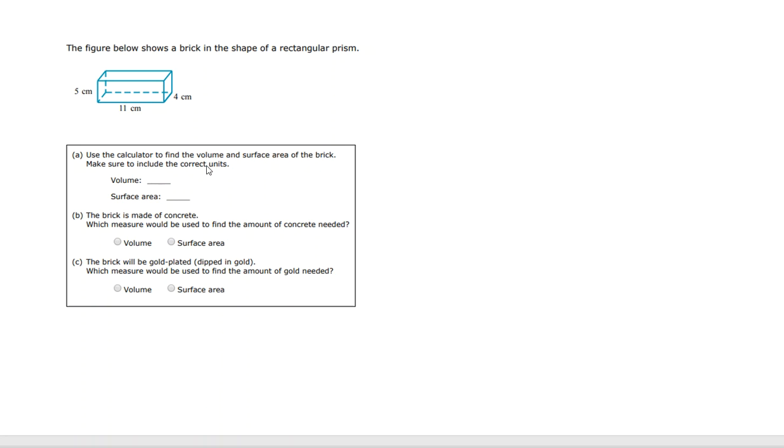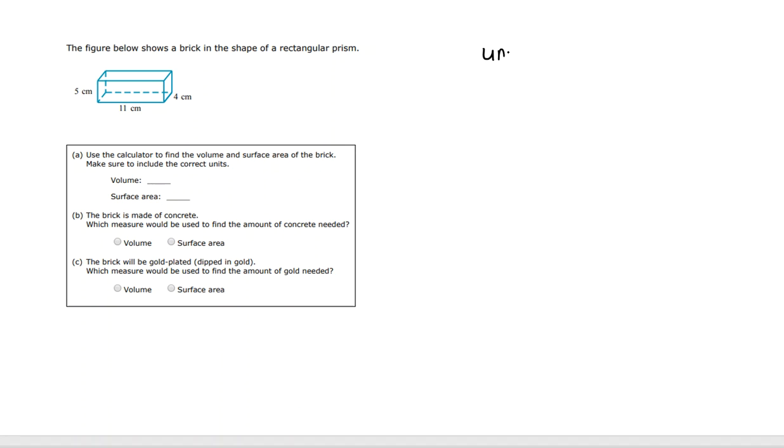It says the figure below shows a brick in the shape of a rectangular prism. Use a calculator to find the volume and surface area of the brick. Make sure to include the correct units.